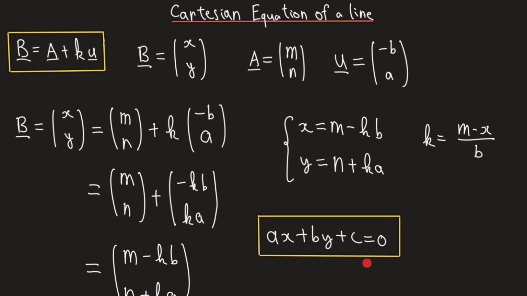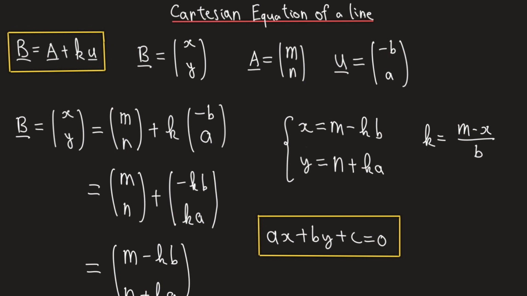But what does the Cartesian equation of a line really mean? Well, if we have a point B, which is associated with a position vector B, if our point B with coordinates x and y lies on our line, its coordinates x, y have to satisfy this equation over here. And notice the coefficients of x and y are a and b, which are related to the coordinates of the direction vector u. What this means is that if we have a direction vector associated with our line, we can get the Cartesian equation of our line through its coordinates.